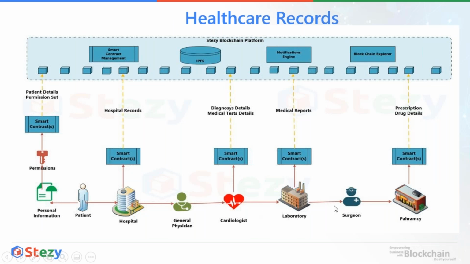You have all the healthcare providers here, connected to the blockchain network. You have hospital records going to the hospital. You have diagnostic details and medical details going here. You have prescription drug details going to the pharmacy. So the pharmacy knows, the surgeon knows, the lab knows, the cardiologist knows, the physician knows, and you have your personal information getting stored, and the patient has full permission over his records. And that's how this particular use case works out.